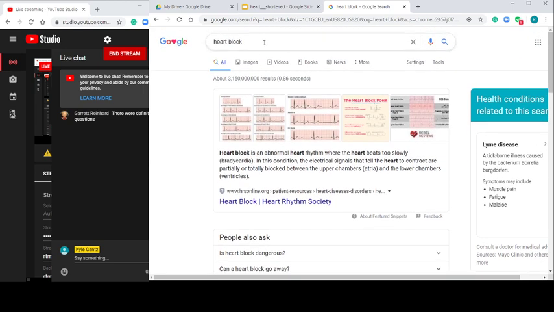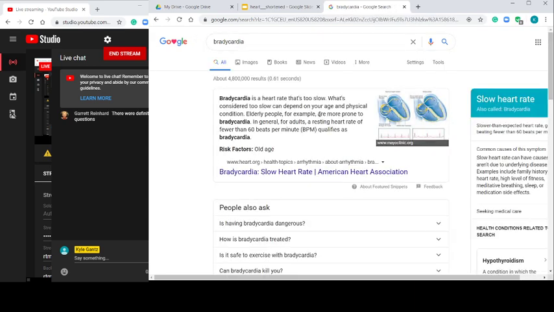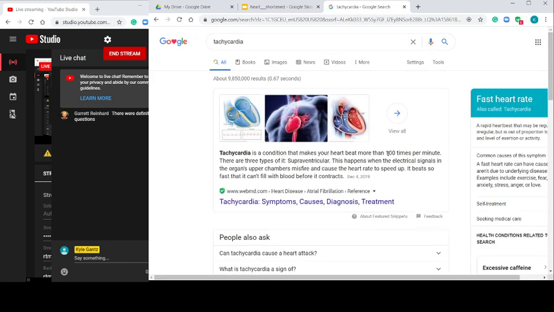so you could do the same thing with bradycardia, right? Bradycardia, a heart rate that's too slow, okay? In the elderly, a resting heart rate of fewer than 60 beats per minute qualifies as bradycardia, okay? Tachycardia, more than 100 beats per minute. All right, so what they're going to say is normal is between 60 and 100 beats per minute. Okay?